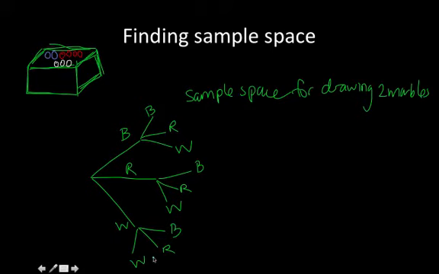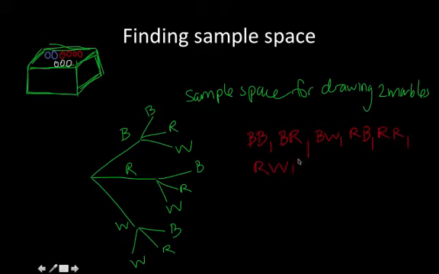So my sample space here, I'm just going to read it like this: BB, so blue, blue, BR, just reading along the branches, BW, RB, RR, RW, WB, WR, and WW. So there are 8 different possibilities.